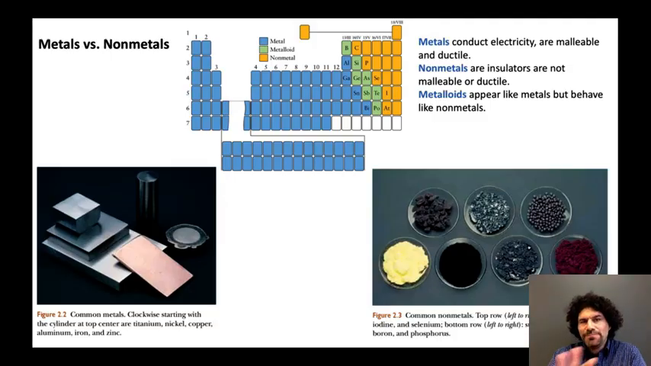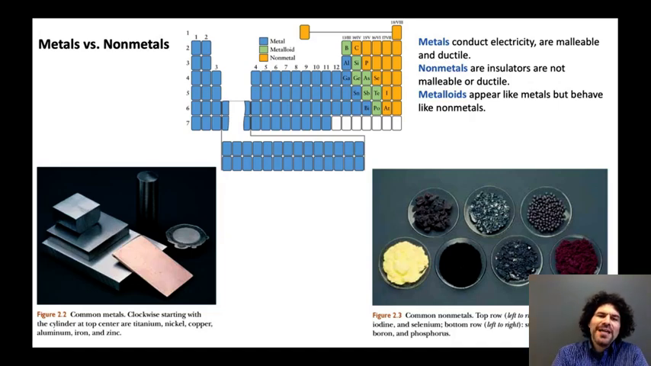Okay, so this particular table makes it clear that everything in blue is a metal, everything in yellow is a nonmetal, and everything in green is a metalloid. The properties of metals are that they conduct electricity, and they are both malleable and ductile. What does that mean? Malleable means that you can bend them without them breaking, and ductile means that they can be pulled into wires. And the fact that wires can be made out of metals is very, very useful in terms of modern technology.